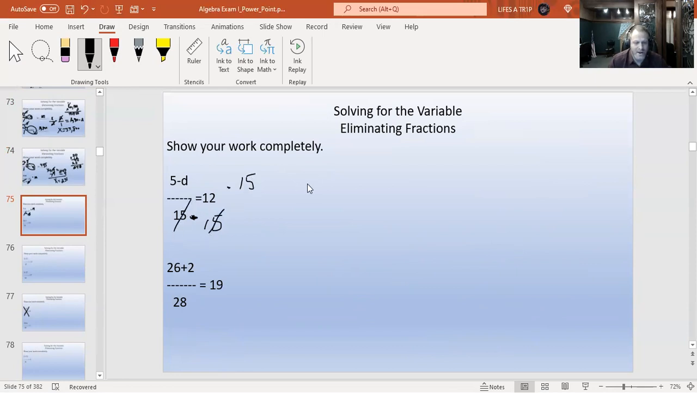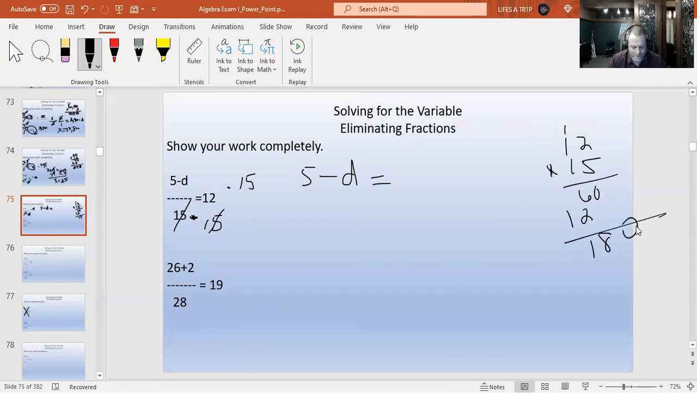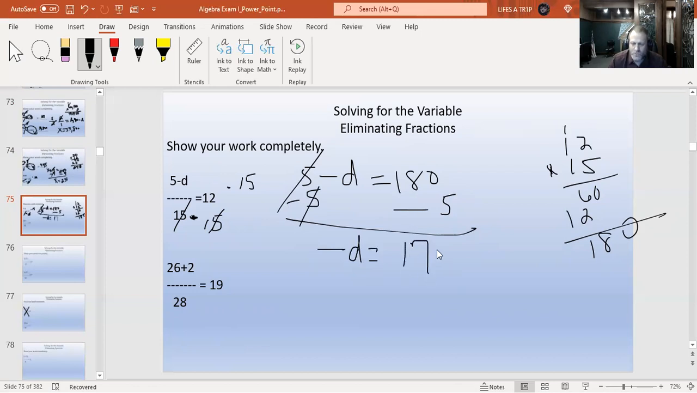So eliminate, eliminate. 5 minus D equals, what is 12 times 15? That's 10, 6, 2, and 1, 180. All right, so 180. Right, so we're going to minus the 5 from here and then minus the 5 from there. Eliminate those 5s, get the negative D by itself. Negative D equals 175. Are we finished? No, we are not, guys. We are not finished.